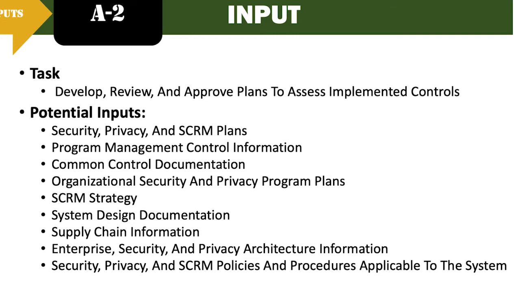Potential inputs include security, privacy, and SCRM plans, program management control information, common control documentation, organizational security and privacy program plans, the SCRM strategy, the system design documentation, supply chain information, enterprise security and privacy architecture information, security, privacy, and SCRM policies and procedures that are applicable to the system.